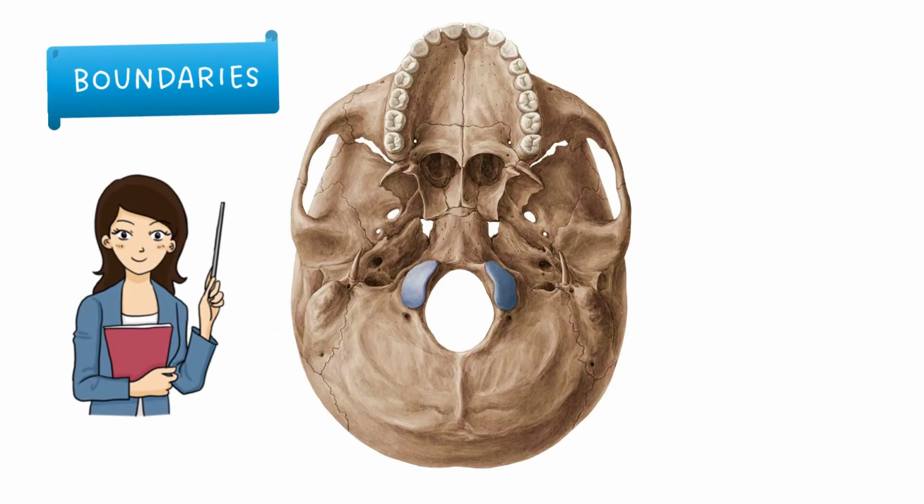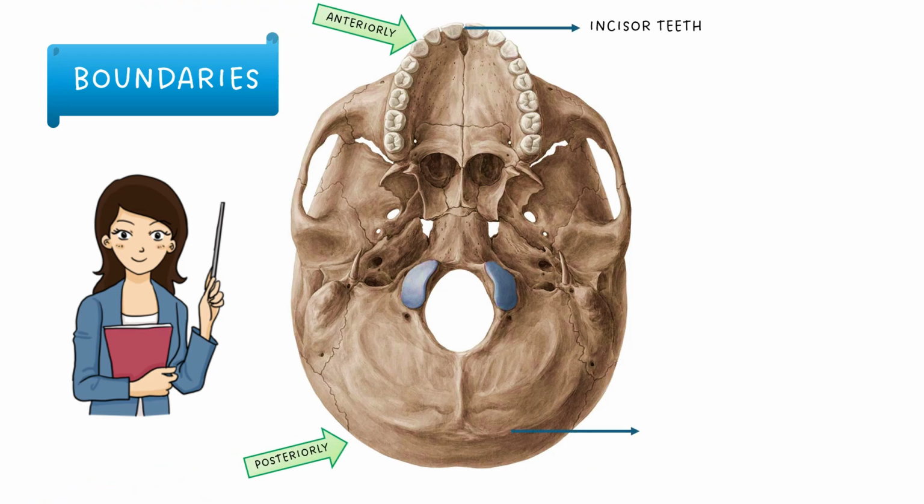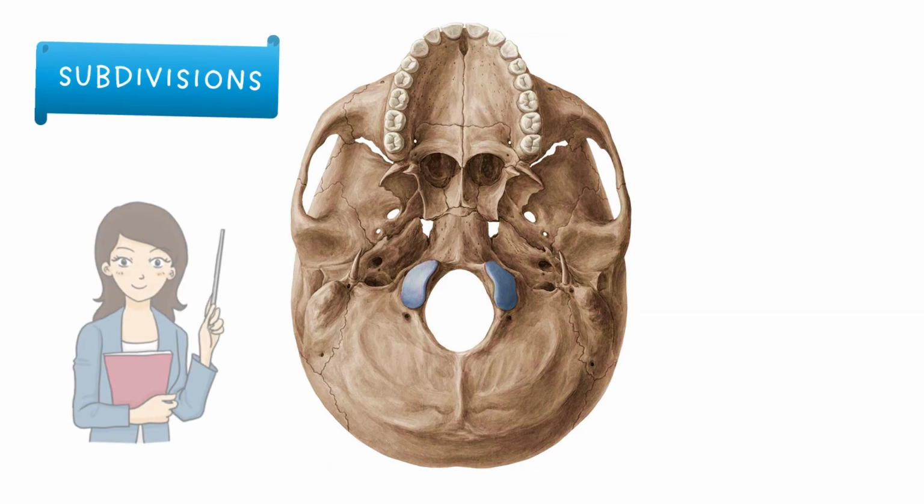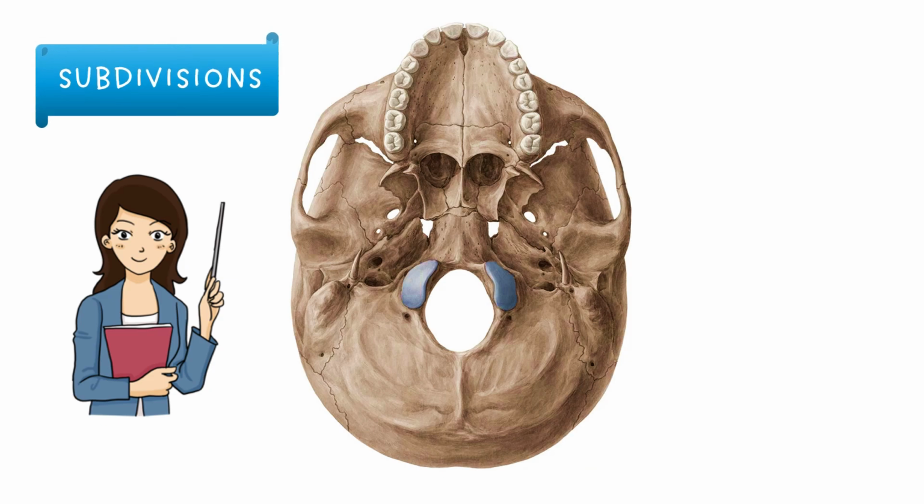Let's look at the boundaries of norma basalis. Anteriorly, it is formed by the incisor teeth, posteriorly by the superior nuchal lines, and laterally on each side it is formed by the rest of the teeth on the alveolar arch, the zygomatic arch, the posterior root of zygoma, and the mastoid process. For the sake of convenience, norma basalis is divided into anterior, middle, and posterior parts.